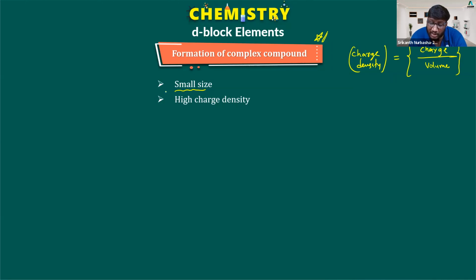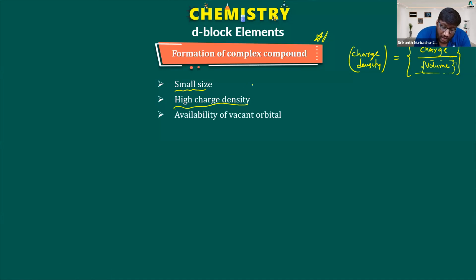They have small size. Small size means volume is small or not? Because of small size, their volume is small. Because of small volume, they will have high charge density. That means the same charge present in a very small region of space has a greater charge density. Because of greater charge density, it will attract. If a metal ion has great charge density, it will attract the oppositely charged species greatly. And because of this high charge density, they are going to form complexes.